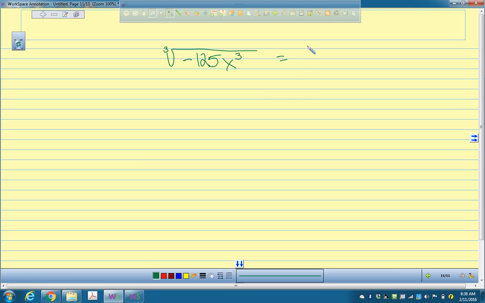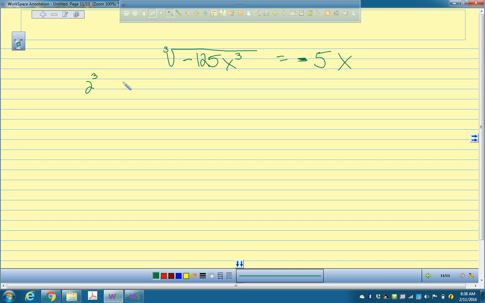So this is negative 5x, right? Because negative 5 times negative 5 times negative 5 gives you negative 125. And x times x times x gives you x cubed. Okay? So some perfect cube numbers, just so you know.